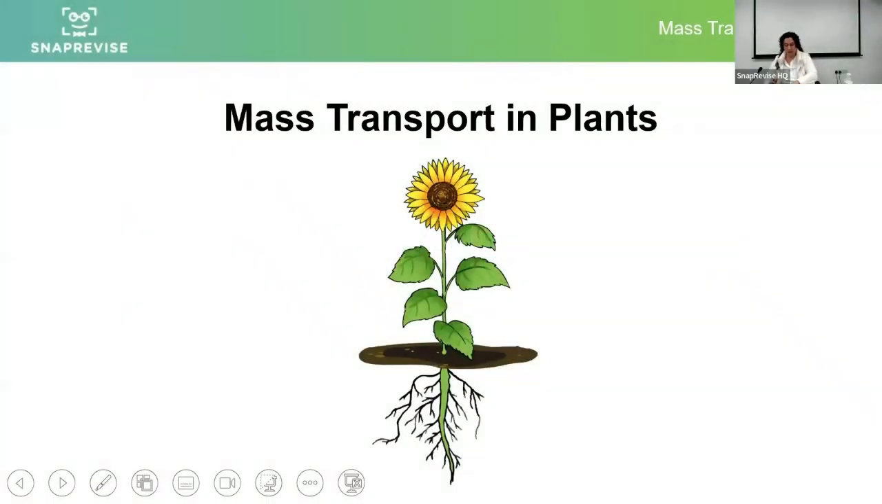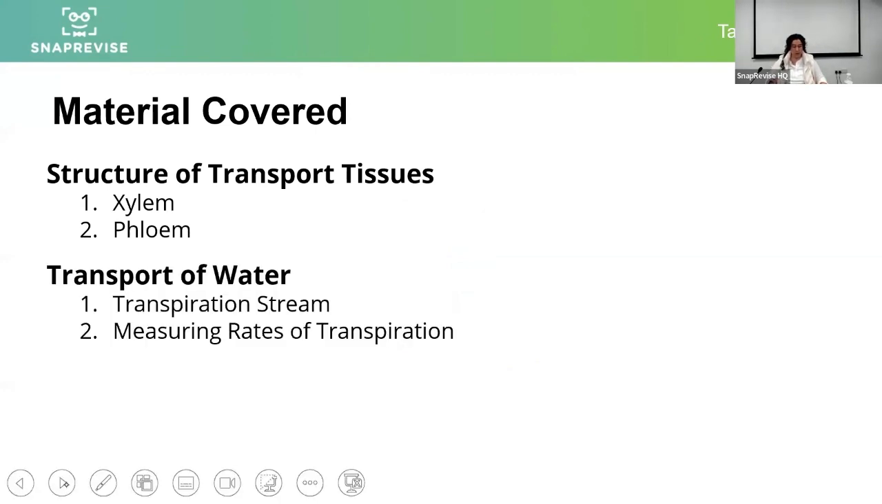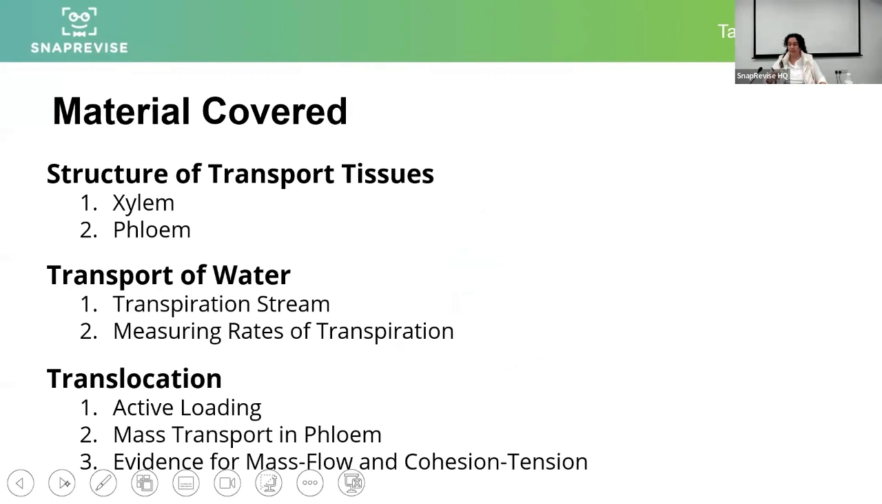Again, just a quick outline of what we're going to cover. So we're going to look at the structure of the tissues involved, namely the xylem and phloem. We are going to look at the mechanisms by which water is being transported, namely the transpiration stream, and also we're going to do some experiments on how we measure its rate and what factors affect it. And then we're also going to look at translocation.